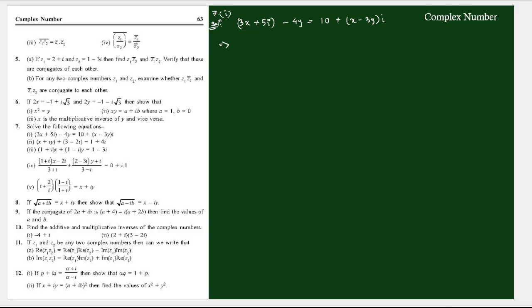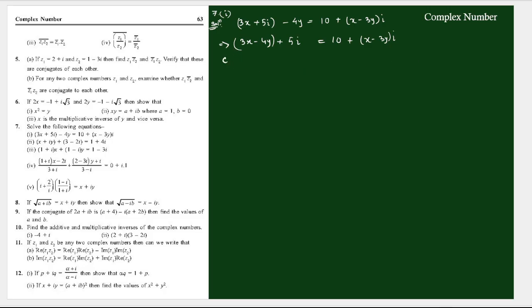So in 3x plus 5y, this 5i is imaginary. Again, this 4y is real. So we need to write them together: 3x minus 4y, the real part together, plus 5i. And here it is already x minus 3y i, so the real and the imaginary parts are already written separately. Now we need to compare the real and the imaginary parts.